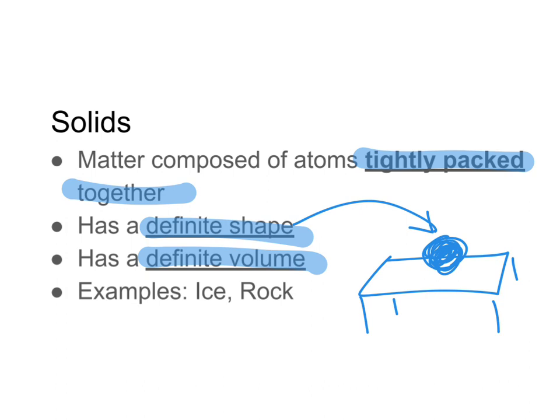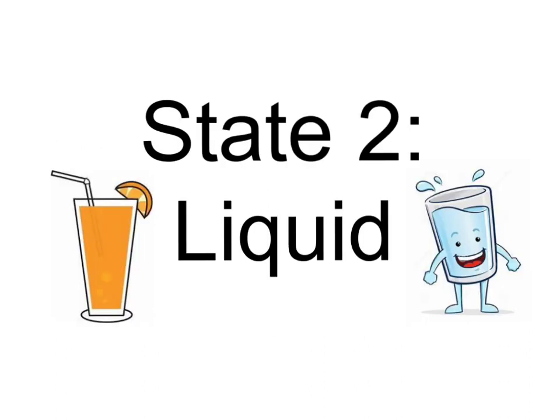The shape would stay the same and the amount of space that the ball was taking up would stay the same because it's a solid. Examples of this are ice and a rock.